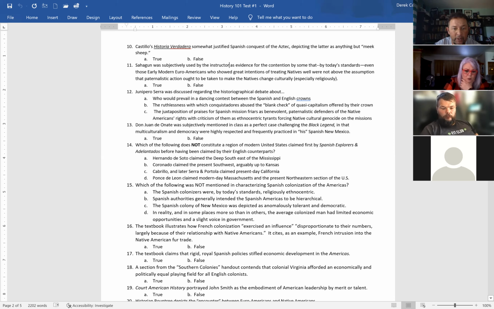to the extent that I would consider that false. Number 19, court American history portrayed John Smith as the embodiment of American leadership by merit or talent. Yes, court history portrays that. Very politically incorrect, very gutsy thesis, right? Contends that he earned his leadership.